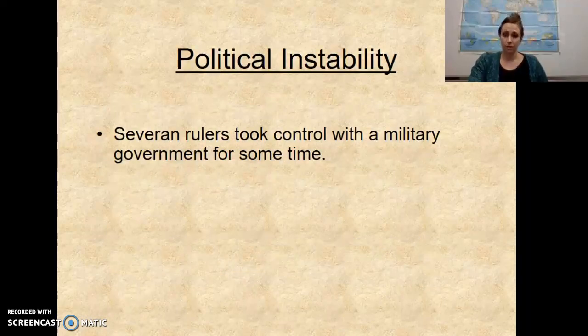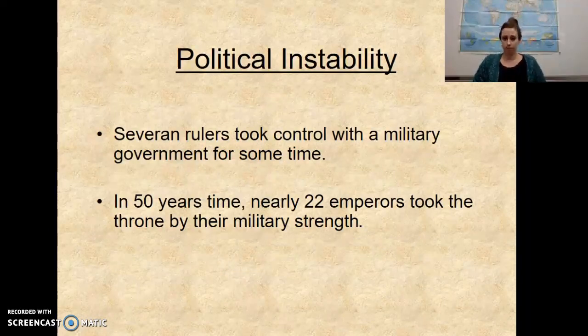There are other reasons, though, for the fall of the Roman Empire, okay? There was political instability, not just civil wars between warring patricians trying to take over. There's a lot of turnover in leaders. There's no consistency within the leadership, right?